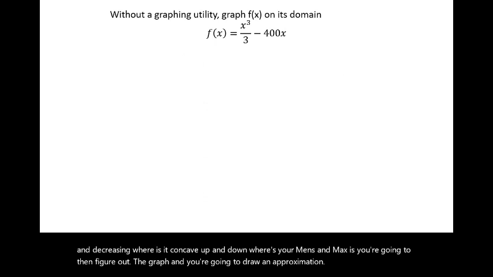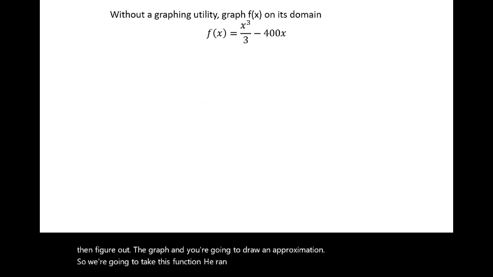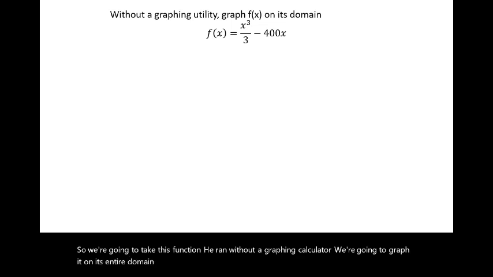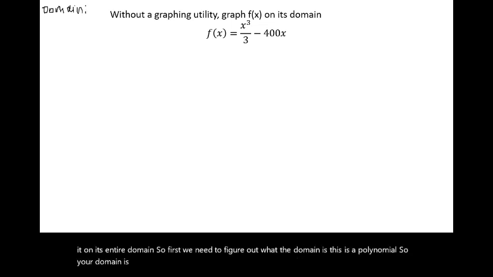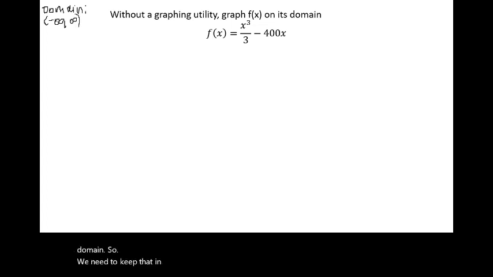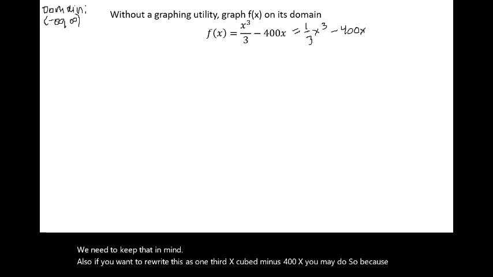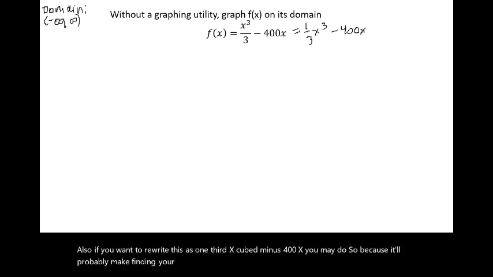So we're going to take this function here, and without a graphing calculator, we are going to graph it on its entire domain. So first we need to figure out what the domain is. This is a polynomial, so your domain is all real numbers, which means there are no points that are excluded from the domain, so we need to keep that in mind. Also, if you want to rewrite this as 1/3 x cubed minus 400x, you may do so because it'll probably make finding your derivatives a little bit easier.